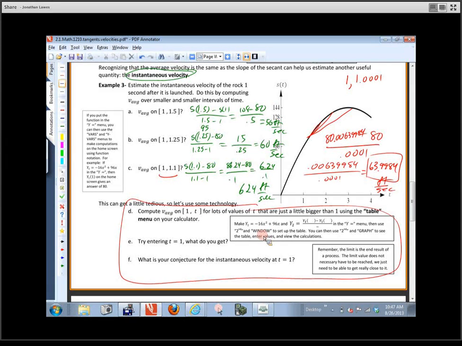Right now, we can't confirm that for sure. We can just take good guesses. We can make conjectures, okay? But could I shrink that time interval?